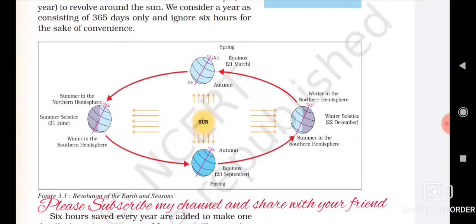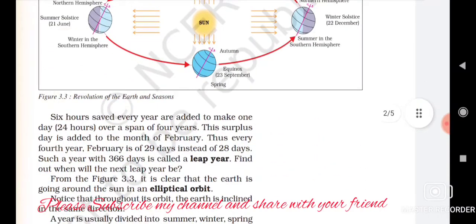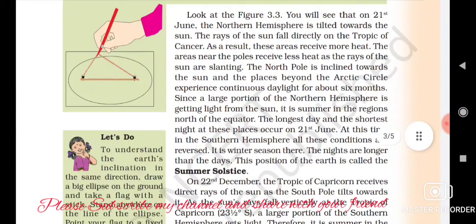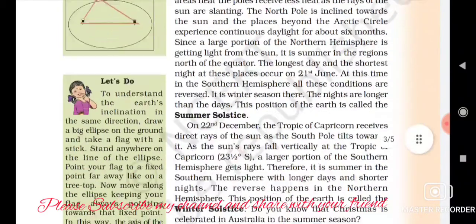That's why on 21st of June, the longer day and the shorter night take place in the northern hemisphere, and the completely reverse condition occurs in the southern hemisphere. This is called the summer solstice.